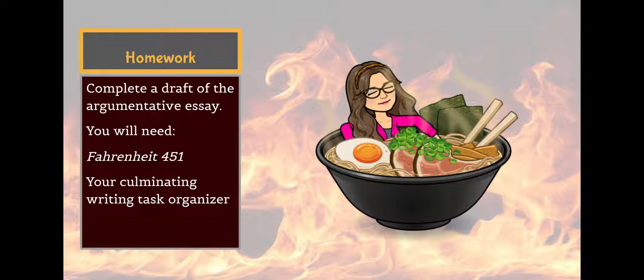For homework, you are going to complete a draft of the argumentative essay. For that lesson, you will need your copy of Fahrenheit 451 by Ray Bradbury, your anchor text theme tracker, which is not listed here, and your culminating writing task organizer. If you complete it on the computer, I've already included a culminating writing task draft document. If you complete it on paper, it will need to be neatly written to be turned in.